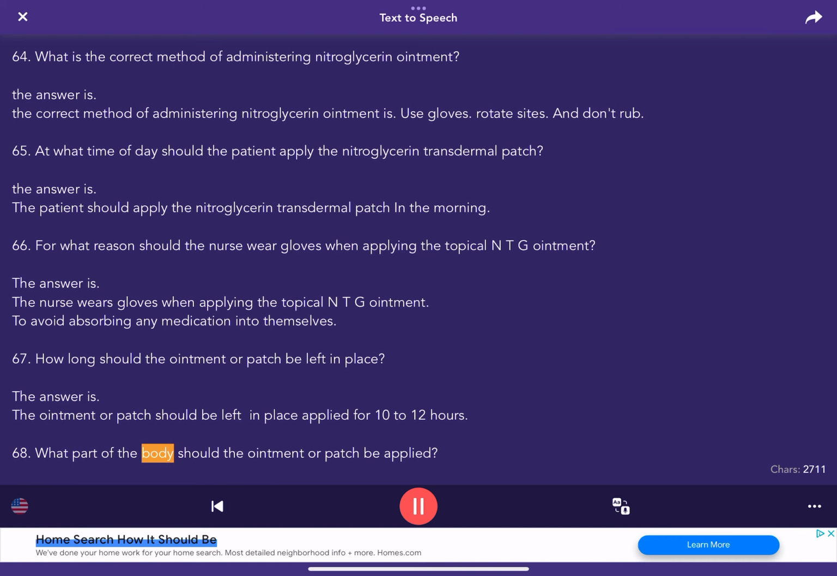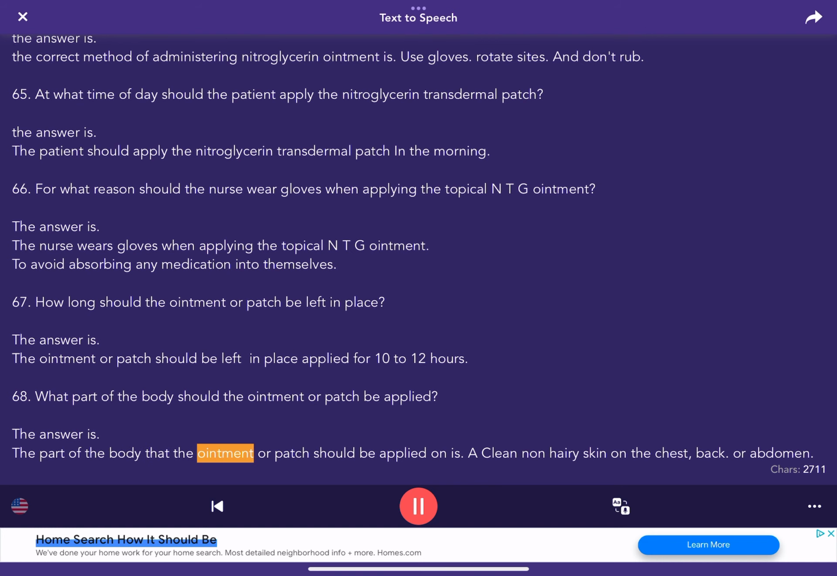68. What part of the body should the ointment or patch be applied to? The answer is, the part of the body that the ointment or patch should be applied on is clean, non-hairy skin on the chest, back, or abdomen.